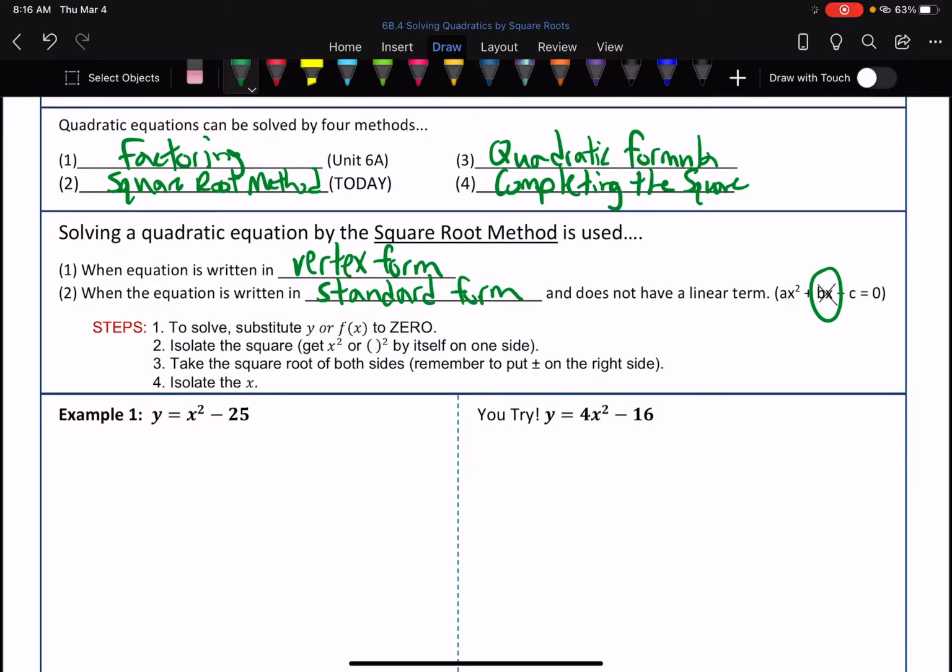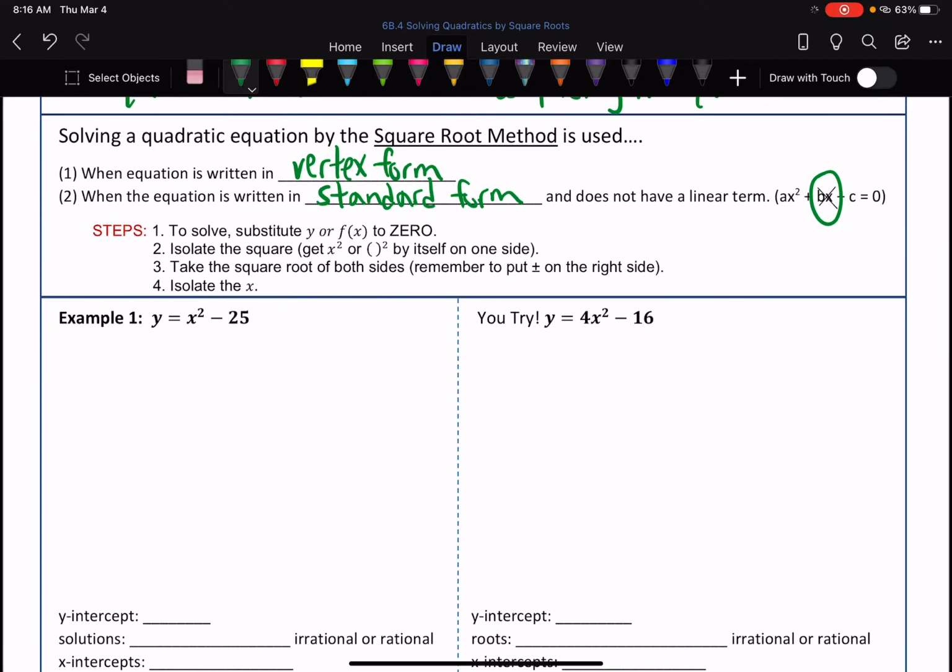Here are the steps that we're going to follow to solve using the square root method. Step 1 is to solve. We're going to substitute y, or f of x, with 0. Just like we did when we were solving from intercept form, we're going to set that y value to 0 to solve for our x-intercepts. Then we're going to isolate the square, so either get x squared or our parentheses squared by itself on one side. Then we're going to take the square root of both sides.